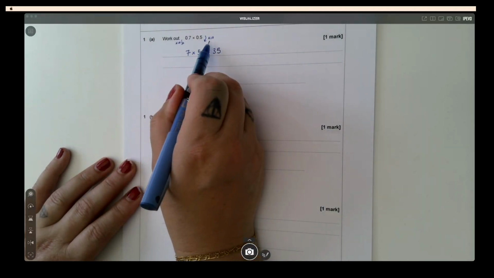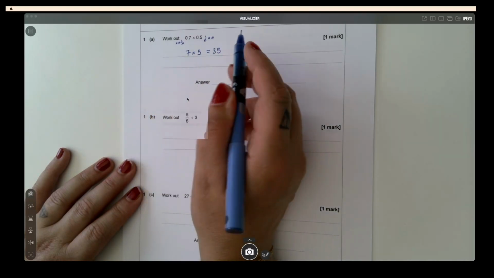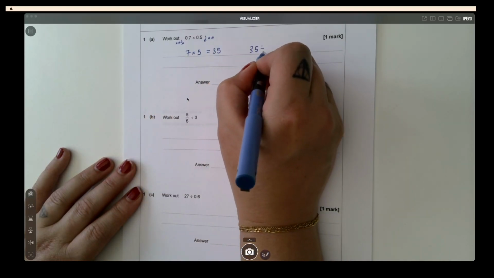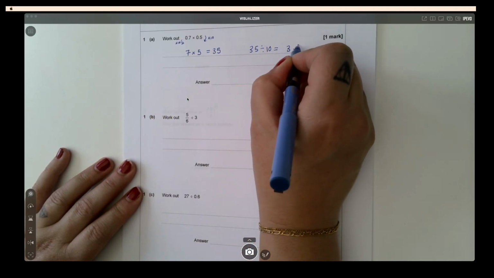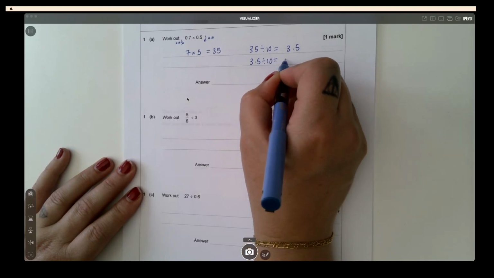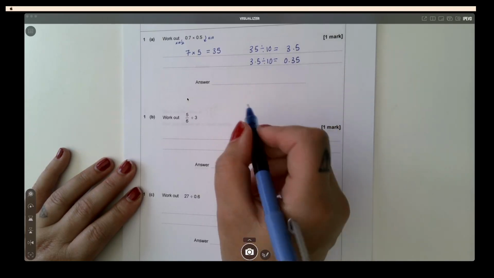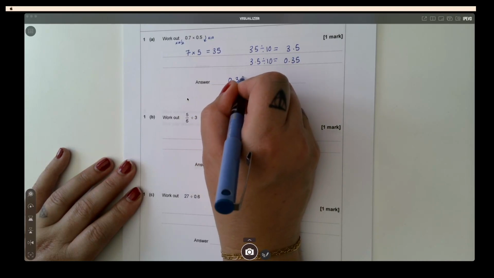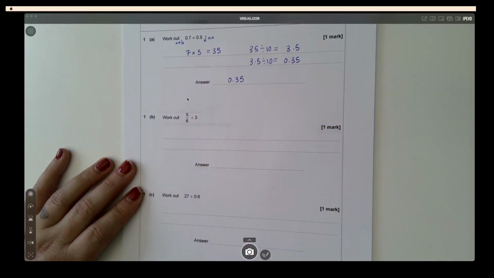But now I need to reverse these two multiply by 10s. So if I divide it by one of those 10s, we get 3.5. And then if I divide 3.5 by the other 10, we get 0.35. So the answer is 0.35 on the answer line.